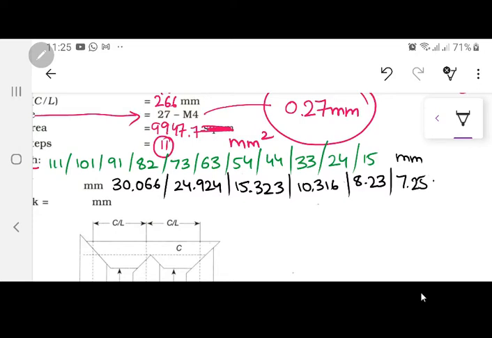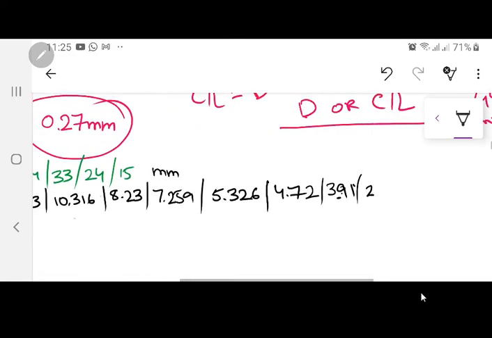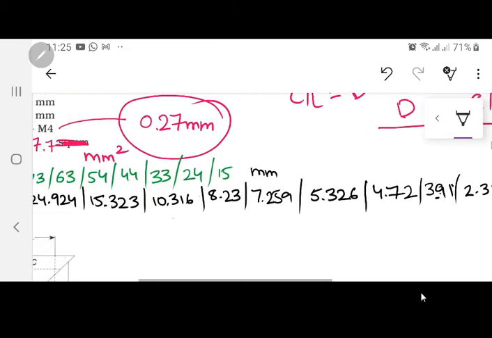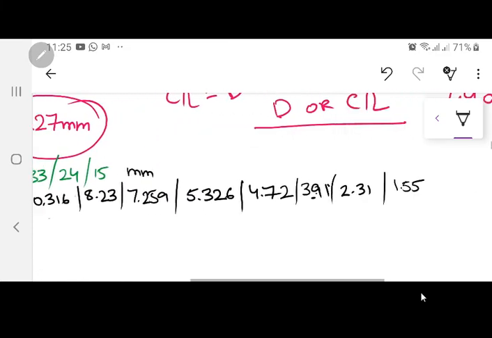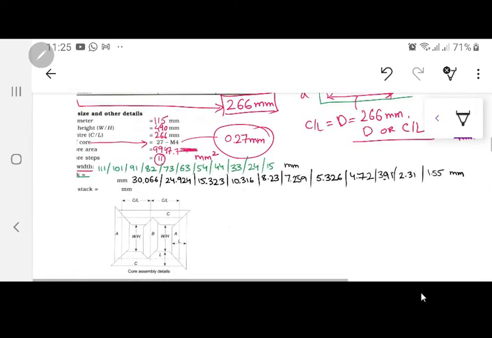7.259, 5.326, 6, 4.7 to 3.91, 2.31, 1.55. That's all. Okay, so these are all also in millimeter. Okay, so the total core stack, please add all these and give me the value.